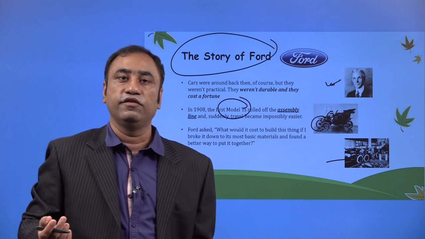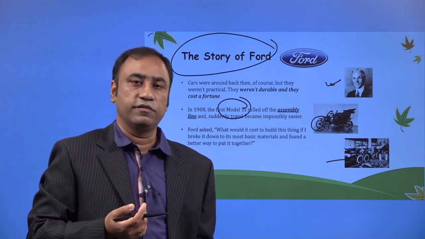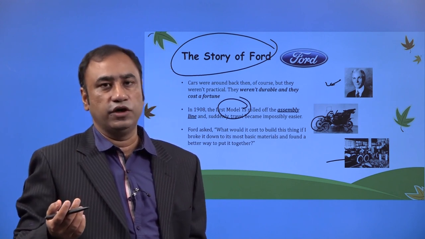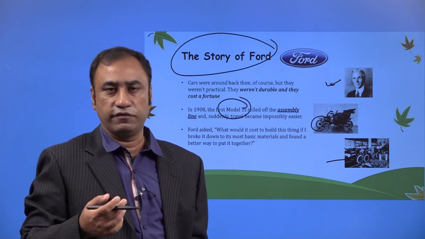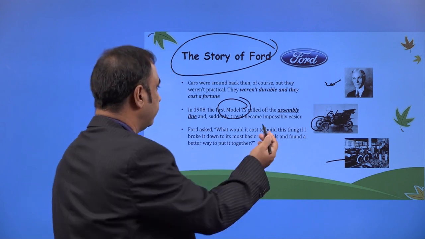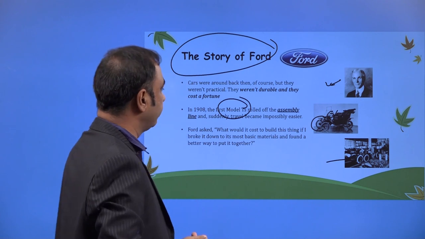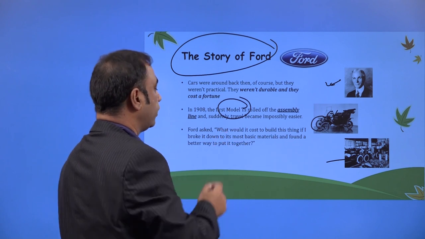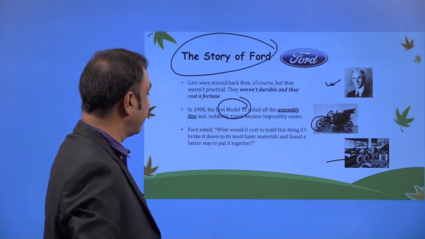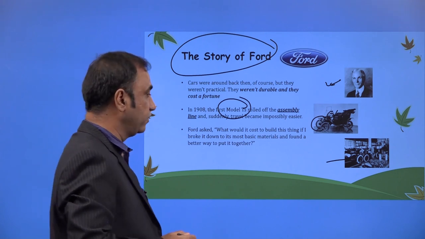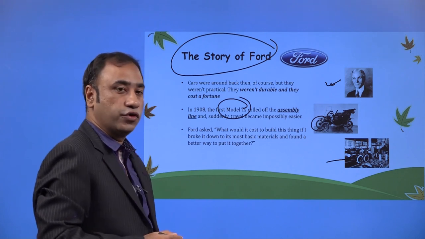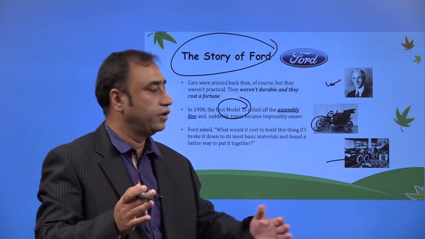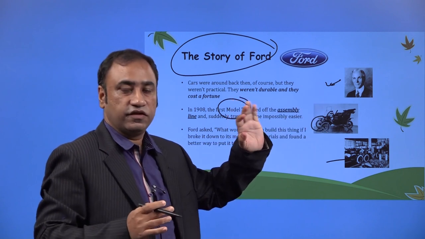Now the assembly line is used for manufacturing and other setups in different products and companies. Even the assembly line concept can be used in our digital world in terms of processing of content, and there are other different things where it is applicable. But it was first used for manufacturing the first Model T. Ford asked, what would it cost to build this thing if I broke it down to its most basic materials and found a better way to put it together? So every particular item is broken into a separate item, and then they are assembled to become this car. Such a nice innovative thinking.